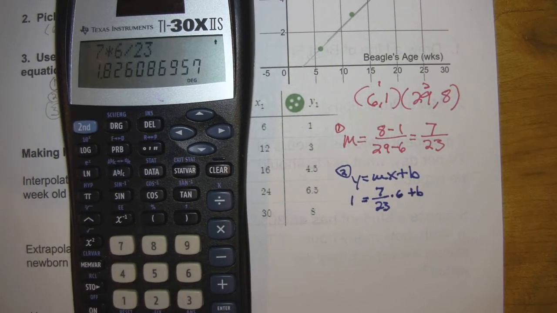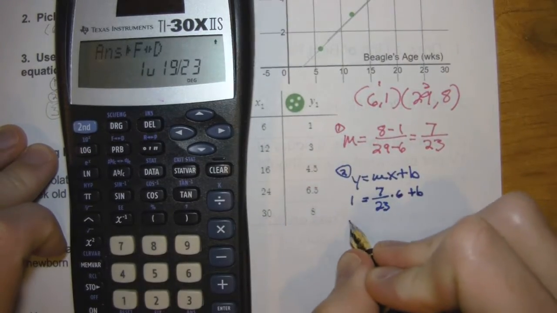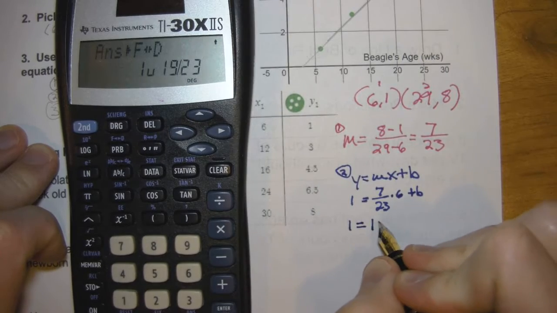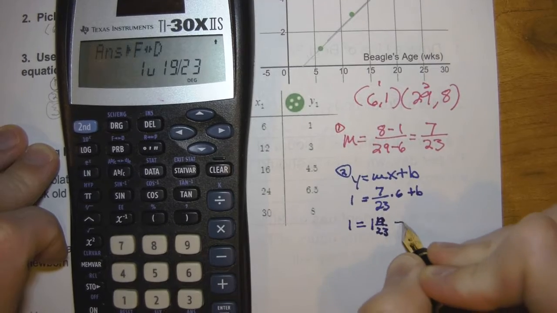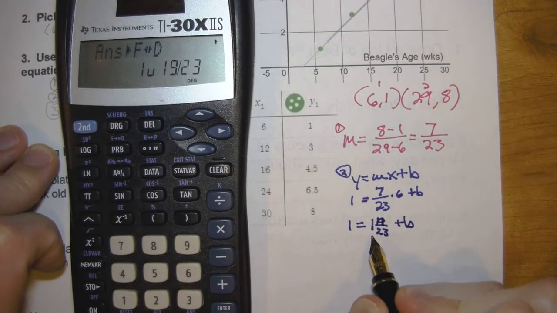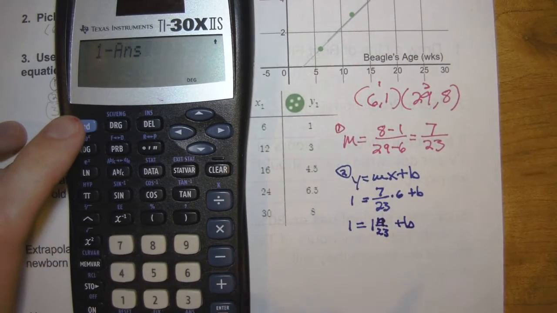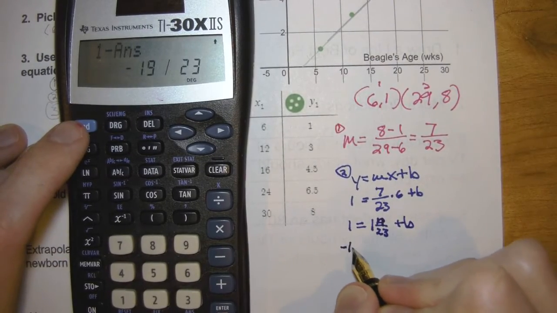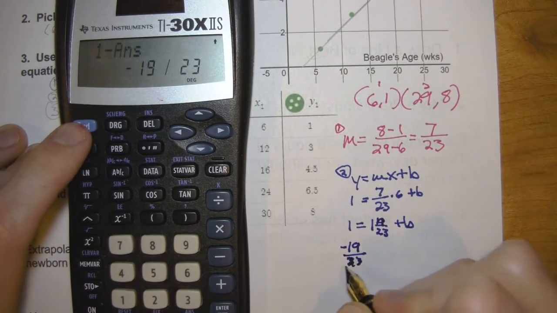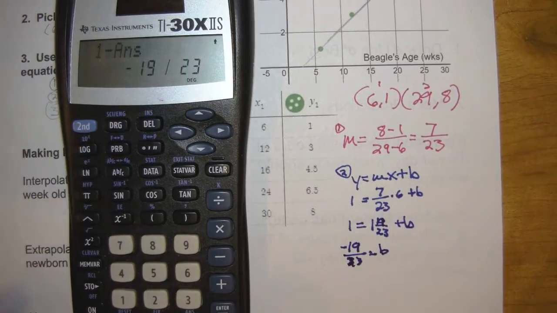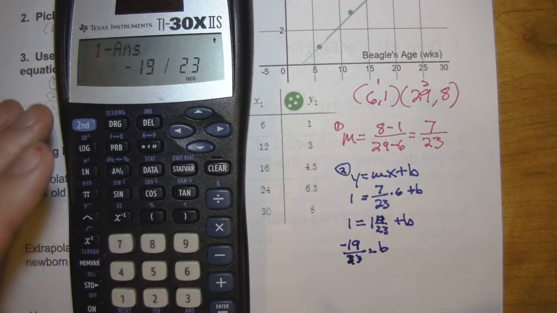Oh my goodness, that's a decimal I do not want to use. So I'm going to change it out real quick for a fraction. Roughly, we got 1 equals 1 and 19/20/3, plus b. To get rid of that, we'll subtract it from both sides. So 1 subtract our answer, and obviously we get 19/20/3 as our y-intercept. Cool. So it's going to cross the y-axis at 0, negative 19/23.